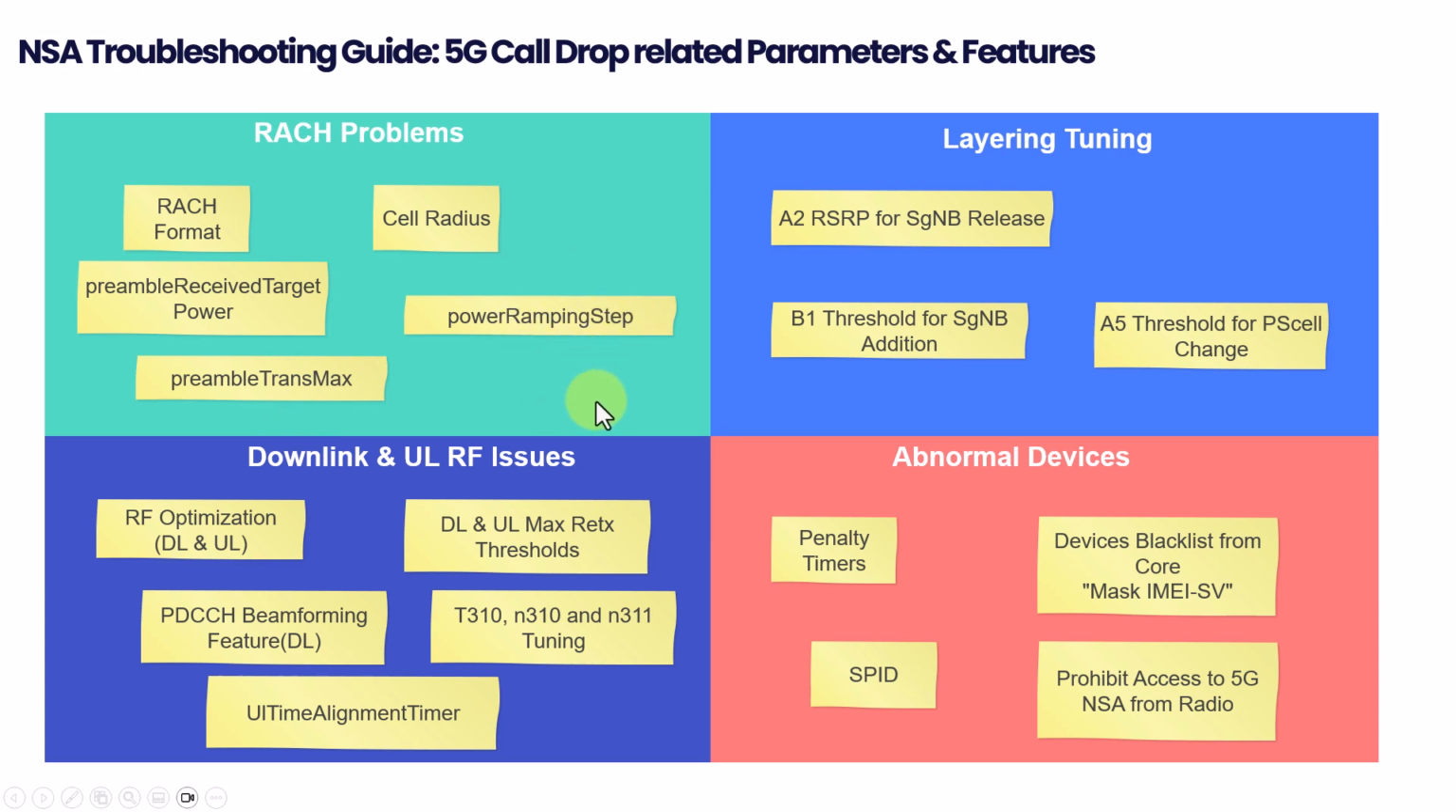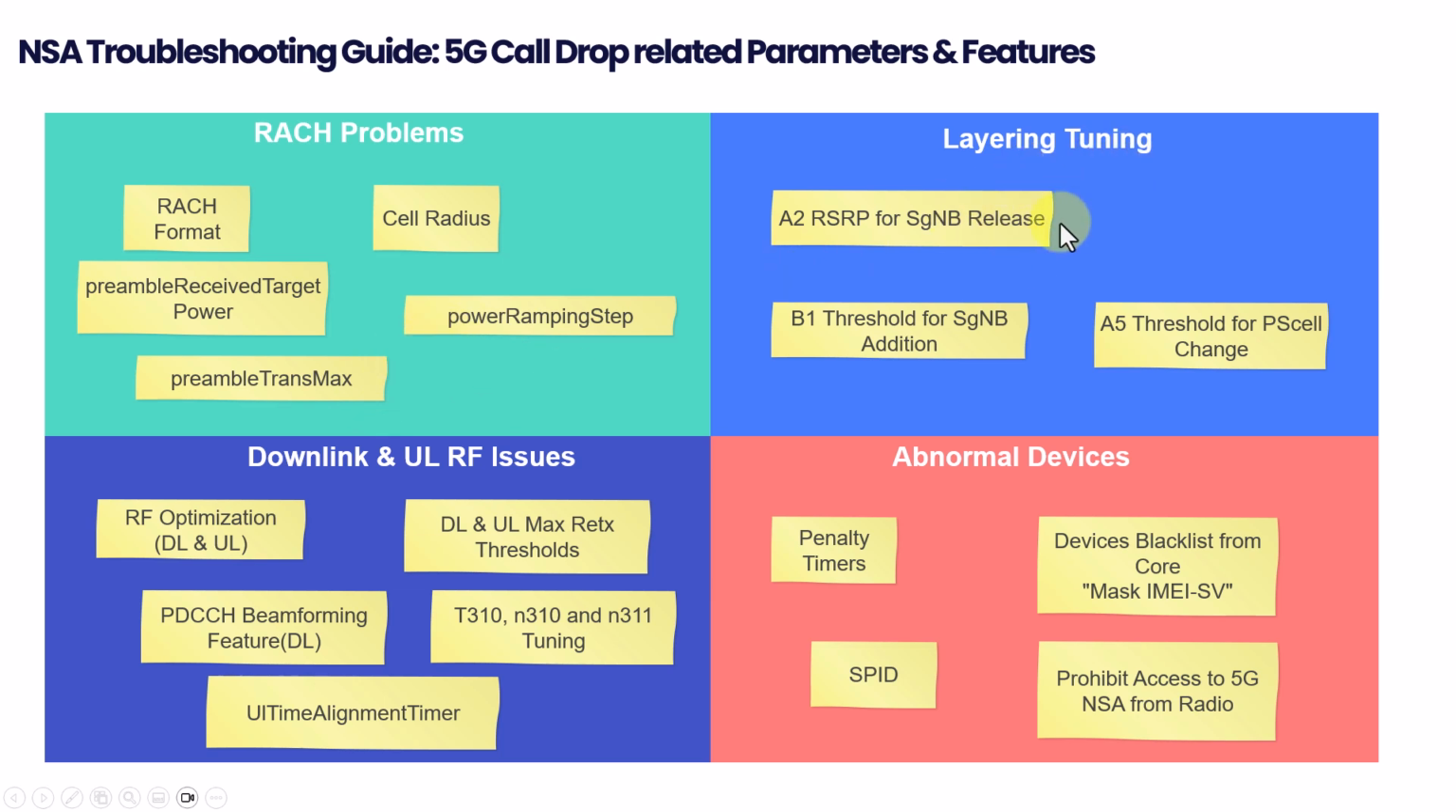That is the kind of increasing the power in steps, what kind of steps you would like to do. So you can also tune these related parameters, which is actually the RACH settings, already available in 4G, and I think you might be aware of it. Then moving here to the layering tuning.